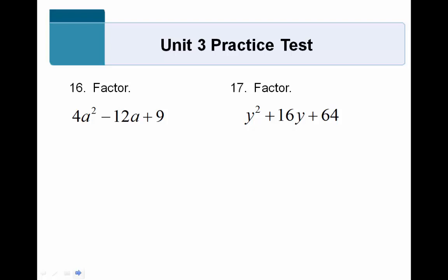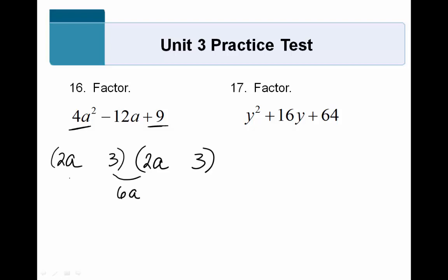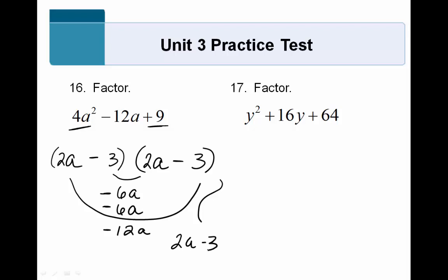Now these were also special products. They're trinomials, but look at your first and third terms. Perfect squares. 2a multiplied by 2a is 4a squared. 3 multiplied by 3 is 9. Now you should check your inner and outer. This produces 6a. Your outer produces another 6a, which adds up to 12a. You need a negative 12a. So these should both be negative. And a better way to write your answer would be 2a minus 3 squared.